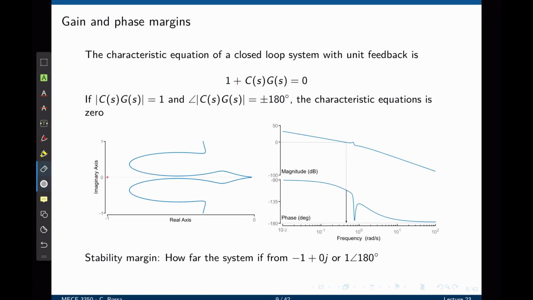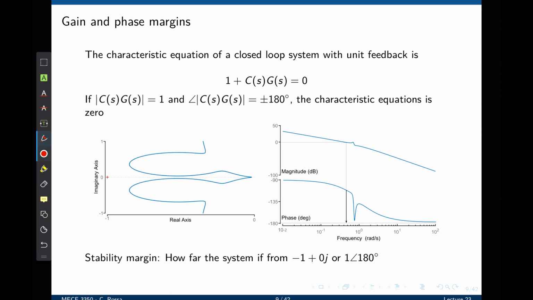Now that we have a way to assess the stability of a closed loop system based on its open loop frequency response, we can put a number on how stable a system is. This is the job of gain and phase margins. They quantify how close the system is to instability. The objective here is very simple.